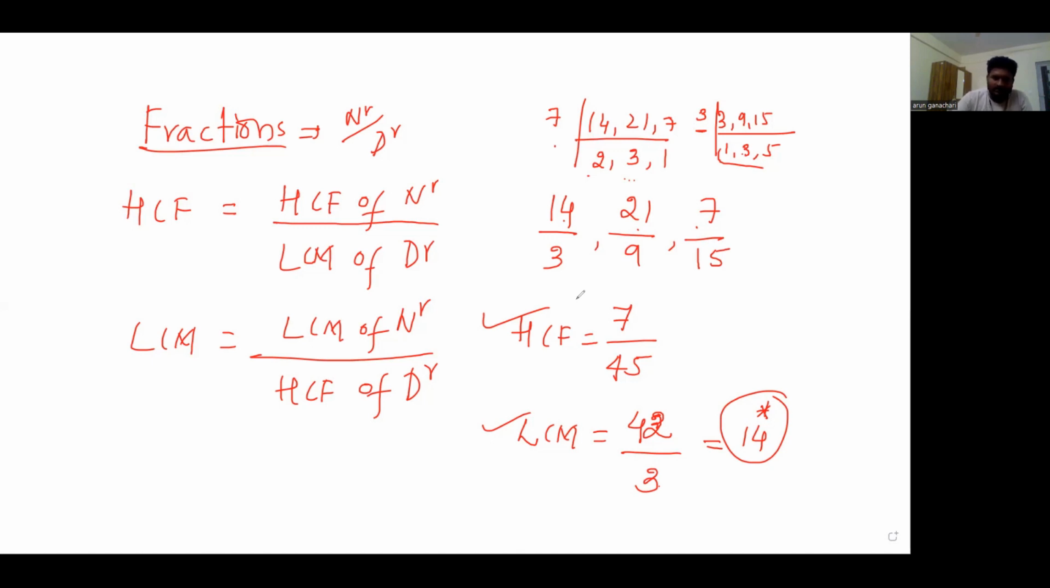I'll give you one example. We can solve it. What is the HCF and LCM of 4 by 5, 3 by 10 and 7 by 15? Try this out. If you are stuck, I'll help you out. Find both HCF and LCM. In your examination, to reduce time, they'll ask you either HCF or LCM.